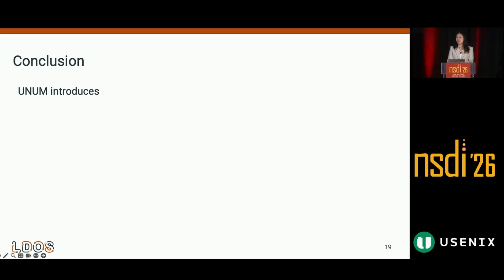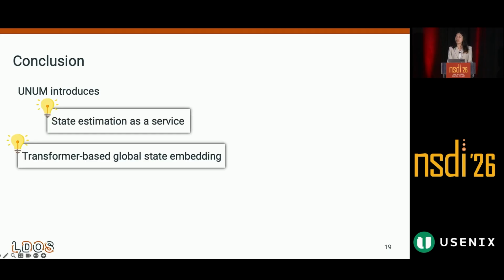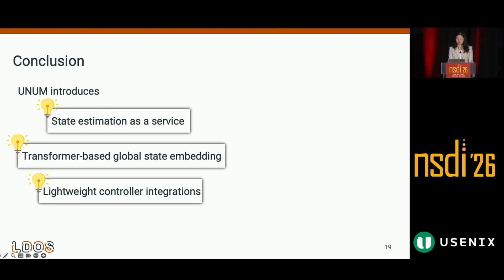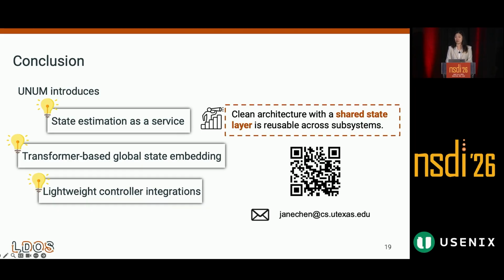To conclude, Unum introduces state estimation as a service, transformer-based global state embedding, and also lightweight controller integrations. It is a clean architecture where we introduce this shared state layer that captures rich cross-layer latent signals. We believe this layer, or this architecture, is reusable across different subsystems because it can enable simple applications and more robust context-aware infrastructure. Unum is already open source, and we would love for you to try it out.